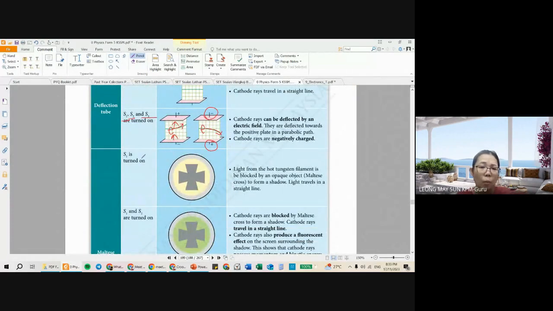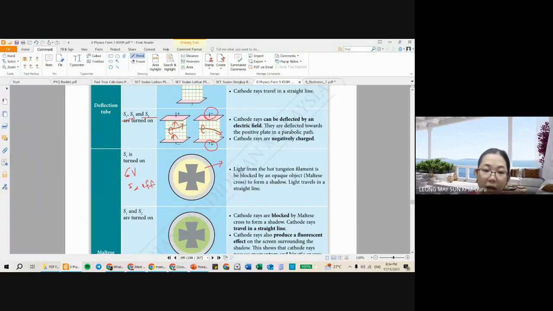Now, when S1 is turned on, S1 is where the 6 volt is located. S2, switch 2, is still off, so the accelerator is off. The cathode and anode plate is off. Only the electrons are being emitted out from the filament. What happens here is that the light from the hot tungsten filament is blocked by the opaque object, which is the Maltese cross. It actually forms a shadow, but this light is still the normal white light.